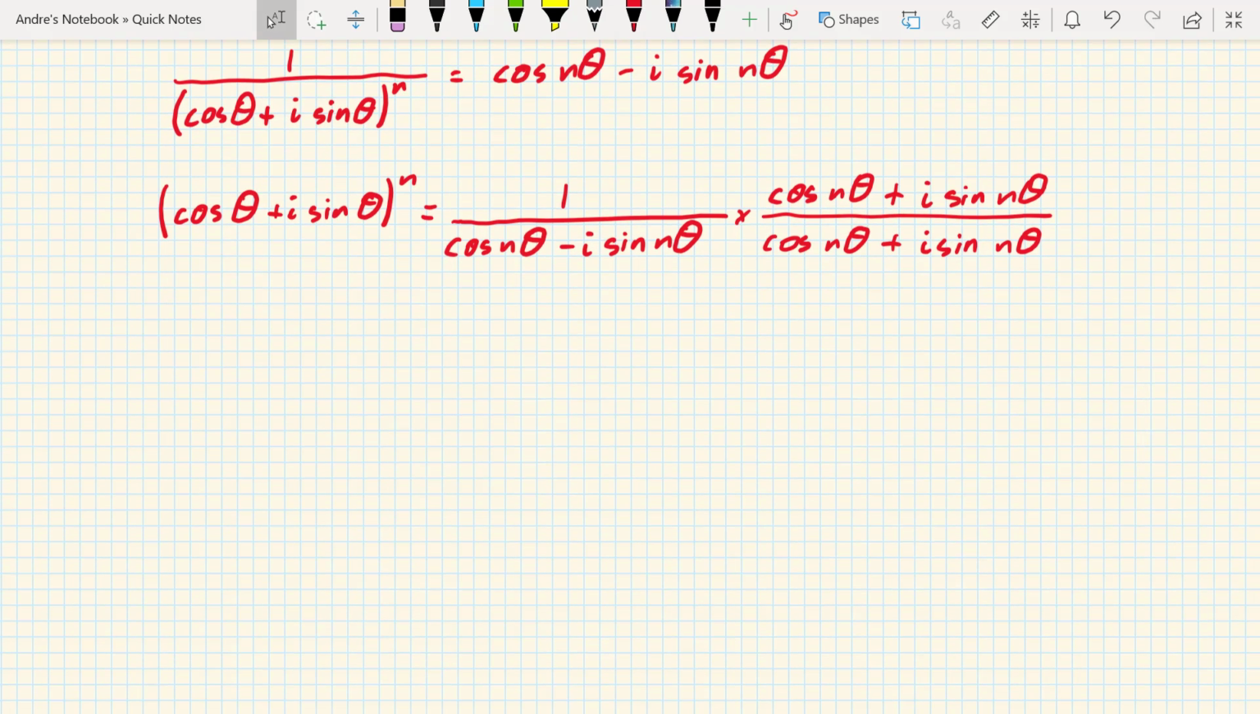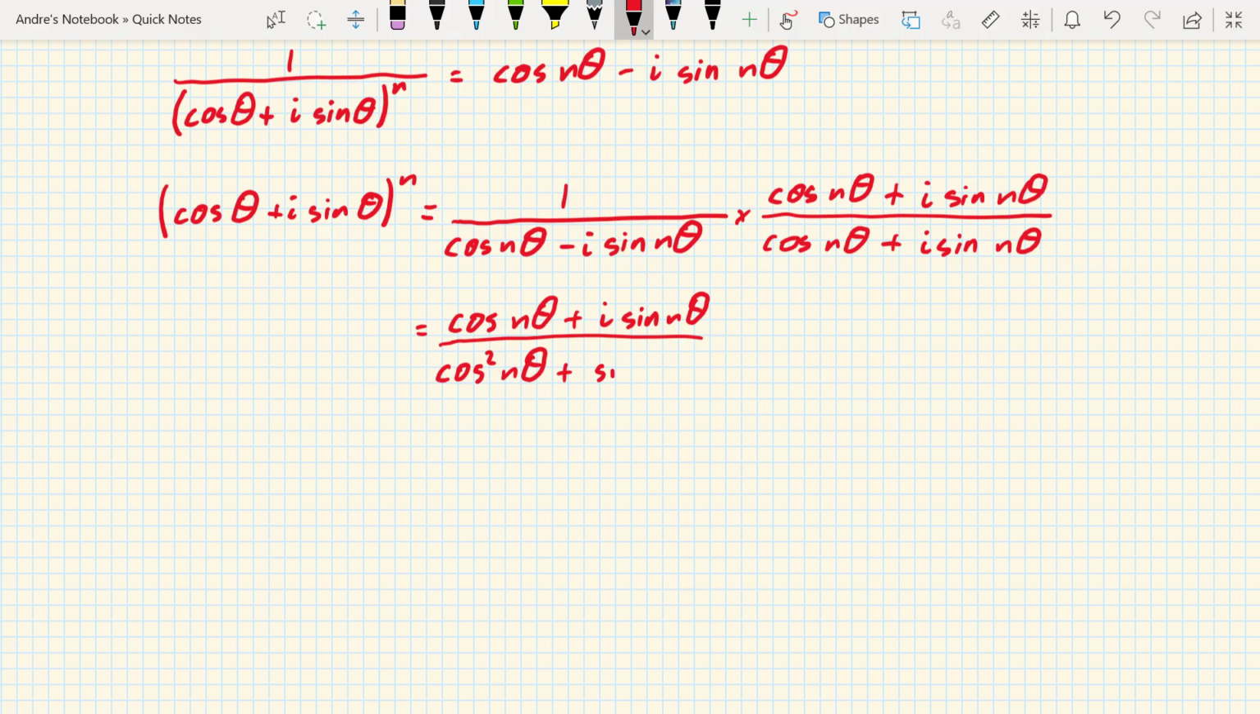If we do that, of course the numerator becomes cos n theta + i sin n theta. The denominator becomes cos squared n theta + sin squared n theta. And that's just an identity. That's equal to 1. And therefore we arrive at the result (cos theta + i sin theta)^n is equal to cos n theta + i sin n theta. In other words, the theorem is true for negative n as well.